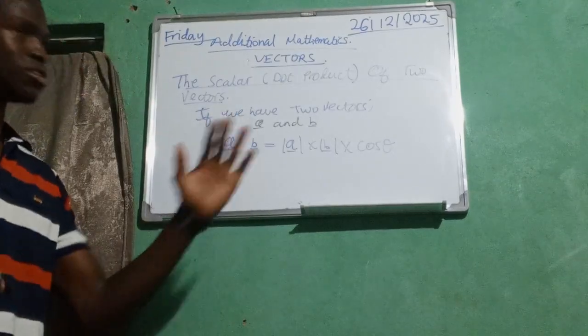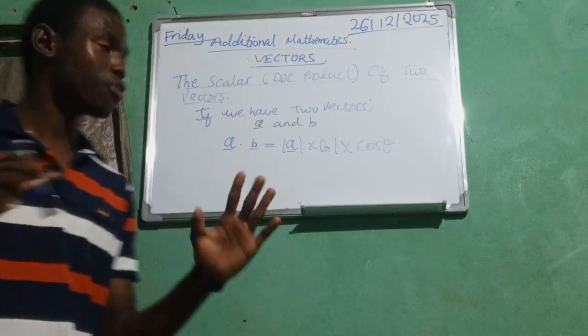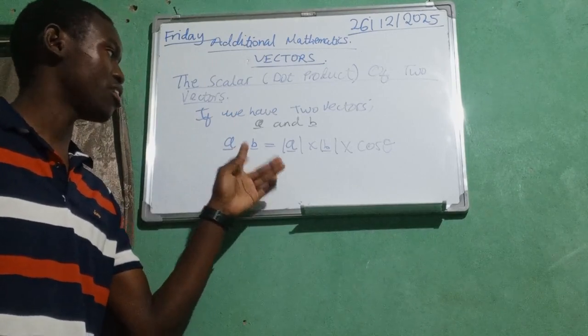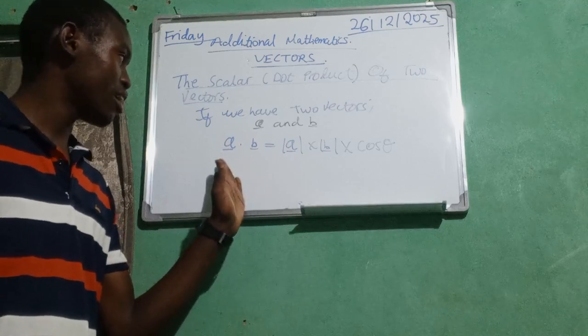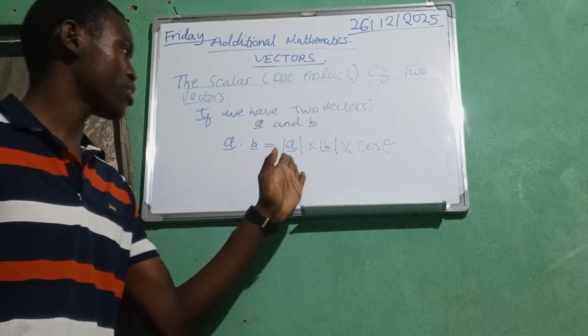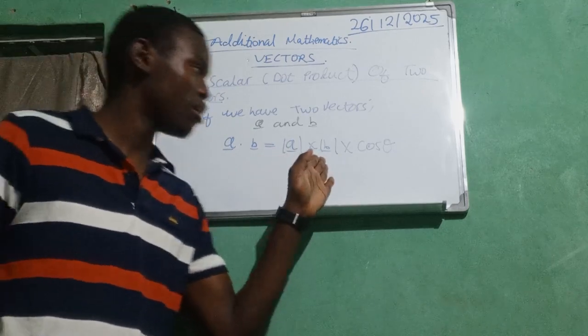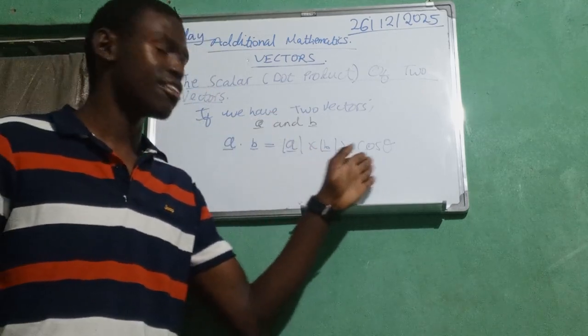So why do we say dot product? The dot product comes from the formula. There's a dot there, and this dot means multiplication. Vector A dot vector B is equal to the magnitude of vector A, you multiply by the magnitude of vector B, you multiply by cosine theta.